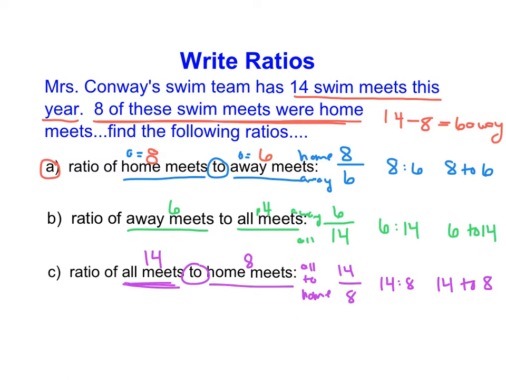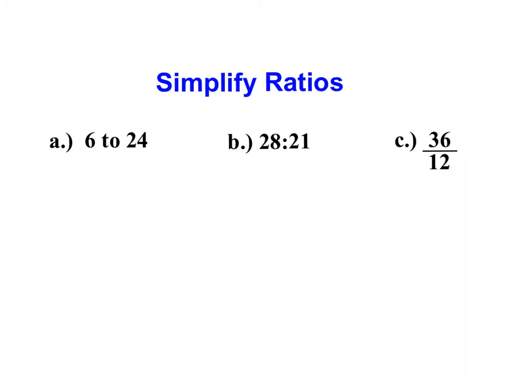That first one that's mentioned needs to come first. Then the word to is where your fraction, your colon, or your word to appear. And then that second number comes second. So now that we know what a ratio is, let's practice simplifying them. And this should be something that is pretty simple to you because you've actually done this quite a bit in pre-algebra class.